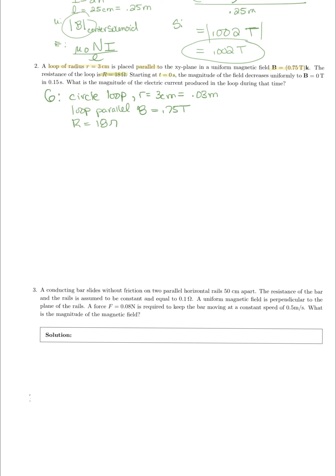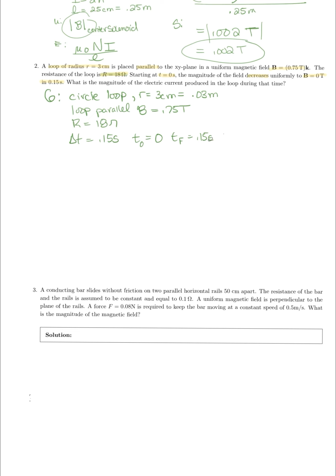Okay, starting at T equals 0 seconds, the magnitude of the field decreases uniformly to B equals 0 Teslas in 0.15 seconds. Okay, so then we're told that our change in time is going to be 0.15 seconds. So our initial time is 0. Time final, or you could even say T prime, is 0.15 seconds.